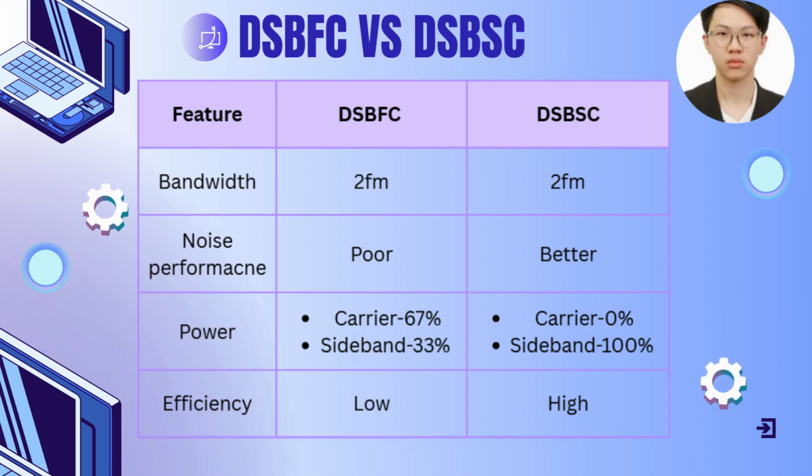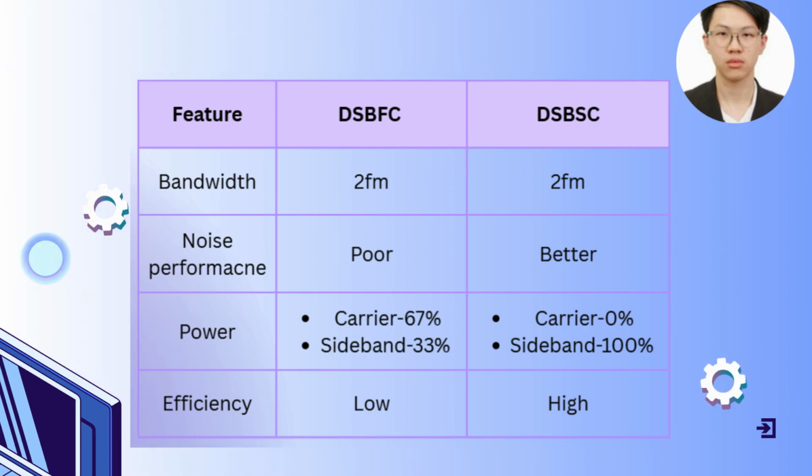Furthermore, in DSBFC, the transmitted power is mostly carrier power, contributing 66.67% of the total AM signal, whereas the signal content information in the sidebands is 33.33%. Hence, the power efficiency is lower. Well, in DSBSC, since it has no carrier signal, all the power transmitted is sideband power. Therefore, the efficiency is 100%.